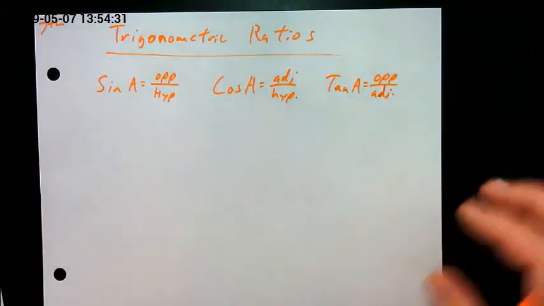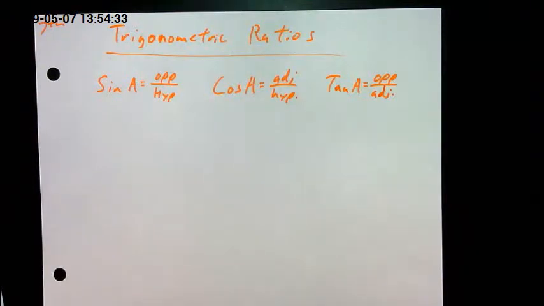So again, sine of an angle is equal to opposite over the hypotenuse. Cosine of an angle is equal to adjacent over the hypotenuse. And tangent of an angle is equal to opposite over adjacent.